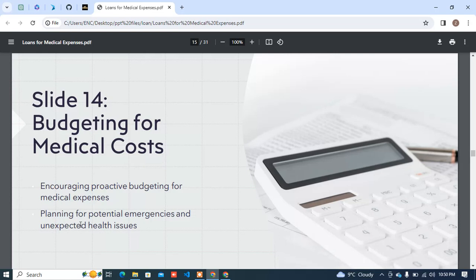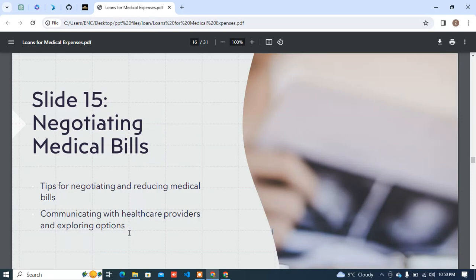Slide 14 is budgeting for medical costs. Point 1 is encouraging proactive budgeting for medical expenses, and point 2 is planning for potential emergencies and unexpected health issues.